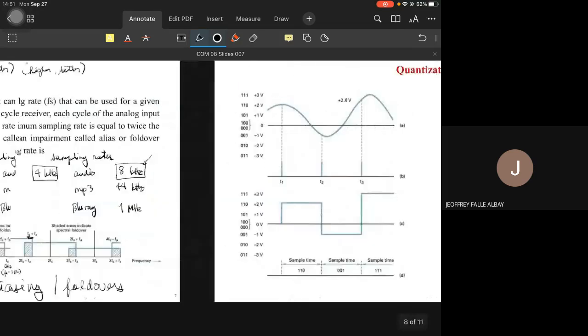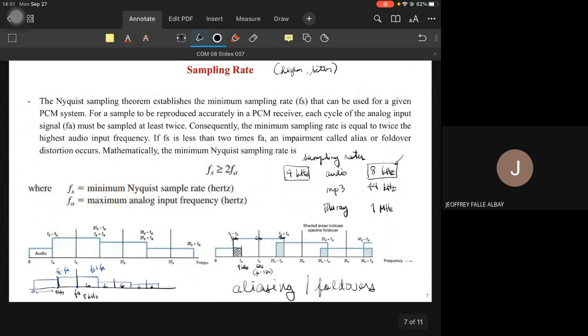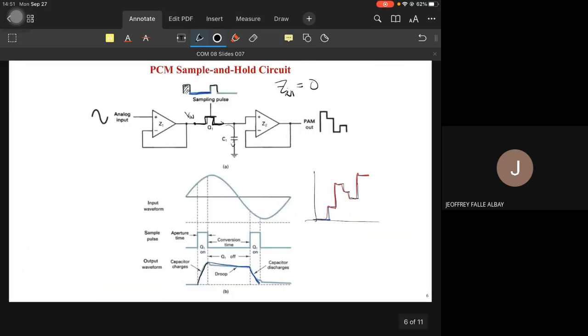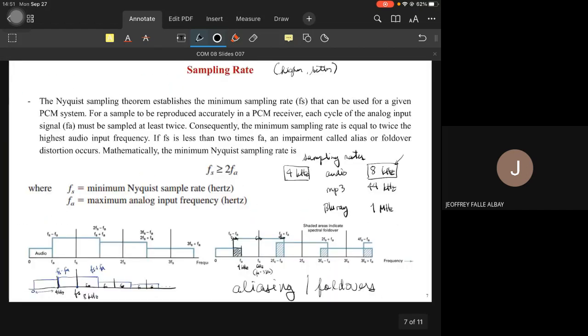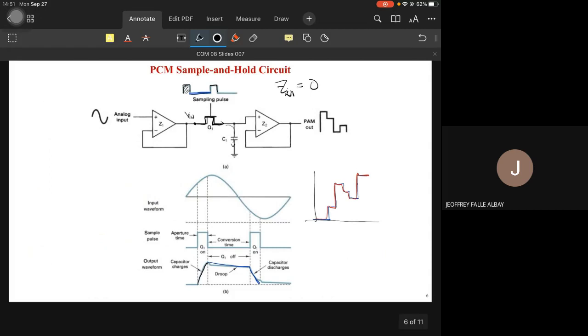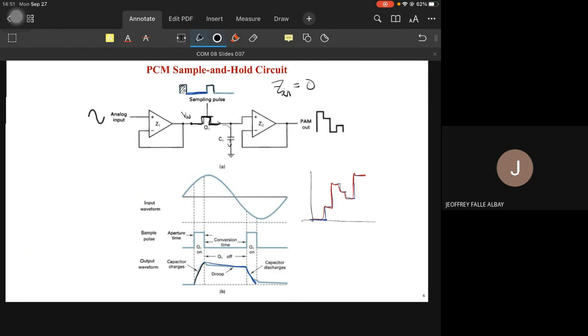Okay. So next, that answers our question of how much the sampling rate should be. We've understood that for us to get an accurate representation of the input signal, we need a faster, higher sampling rate.